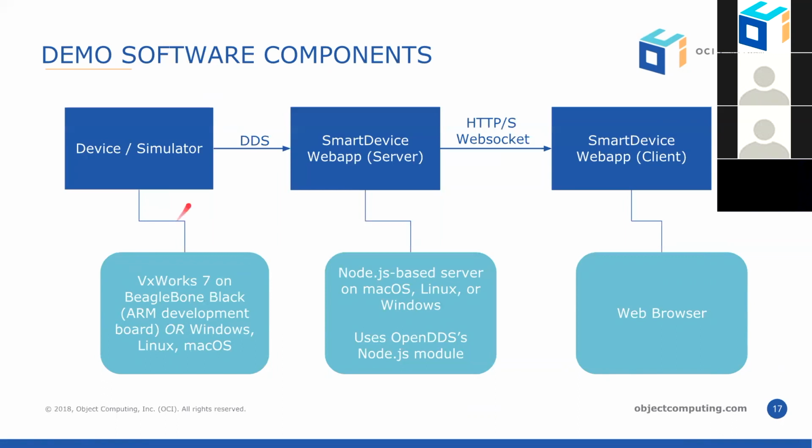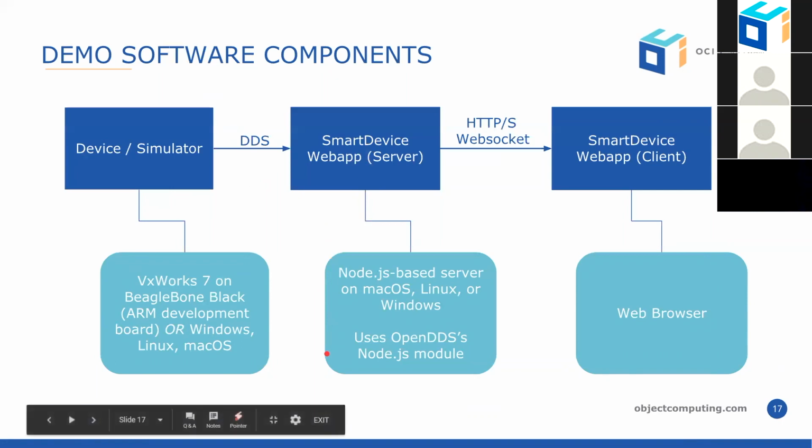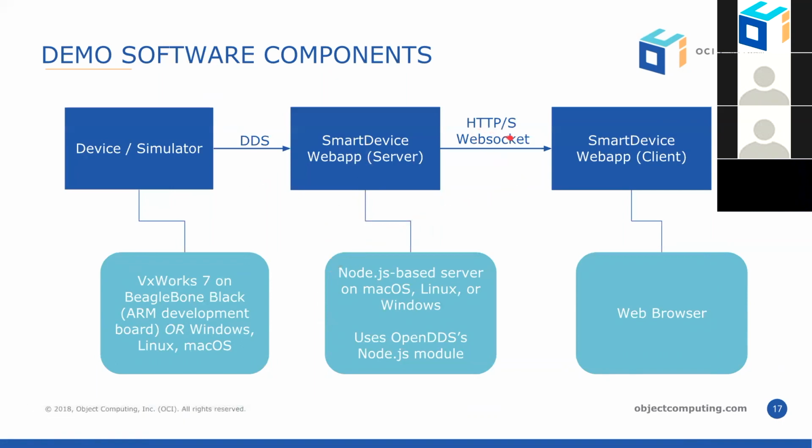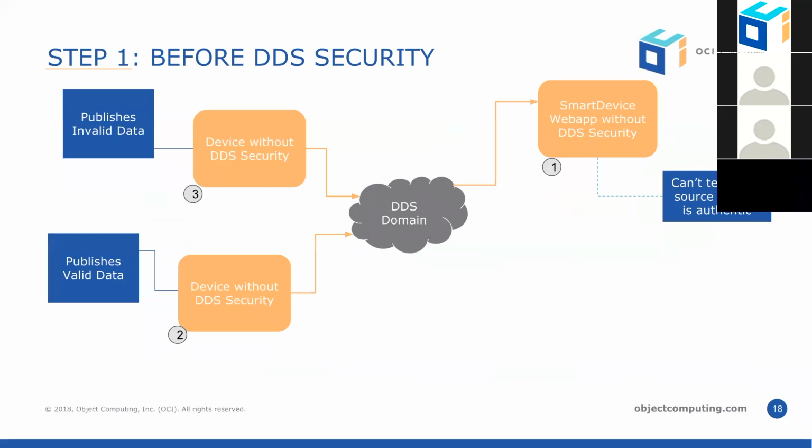It's going to send data over DDS to a smart device web app, the server side of the web app. This is a Node.js based server. Again, it runs on any commonly available desktop or server OS, and it uses OpenDDS's Node.js support. It communicates with the browser over RTPS and the WebSocket APIs so that we can actually see the results in the browser. So this is the demo that we'll see, and we'll do a few different demo scenarios.